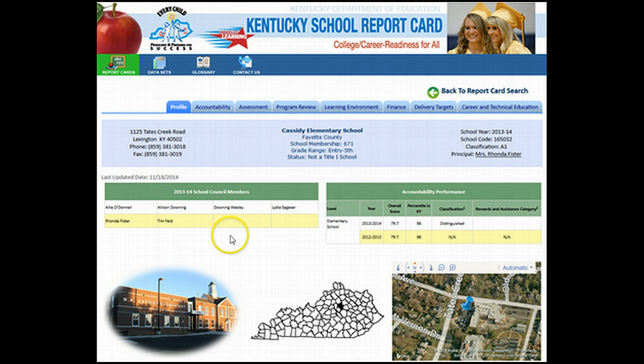Here are the members of the school council, and at a glance you get an idea of the accountability performance of the school. So when the test was new last year, they produced data, but there was no judgment made about the level of the school. In 2013-2014, the data remains the same. The school ranks in the 98th percentile in the state, and that's a distinguished category.